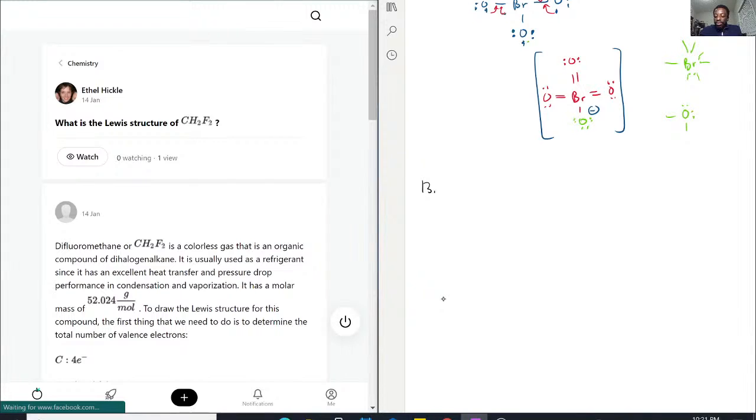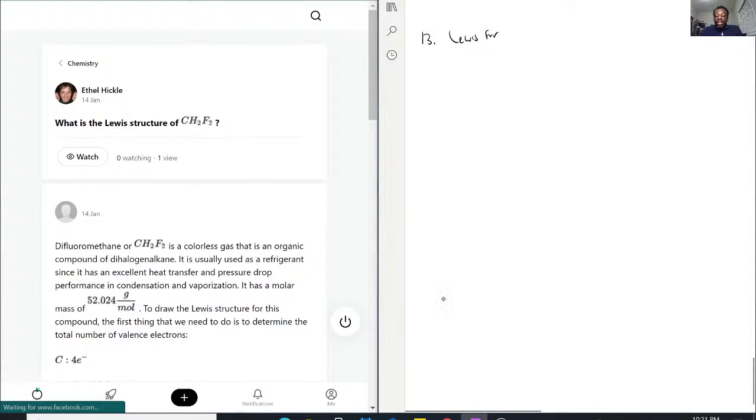We have, what is a Lewis structure for CH2F2? Okay, so now let's see if we can draw this out.